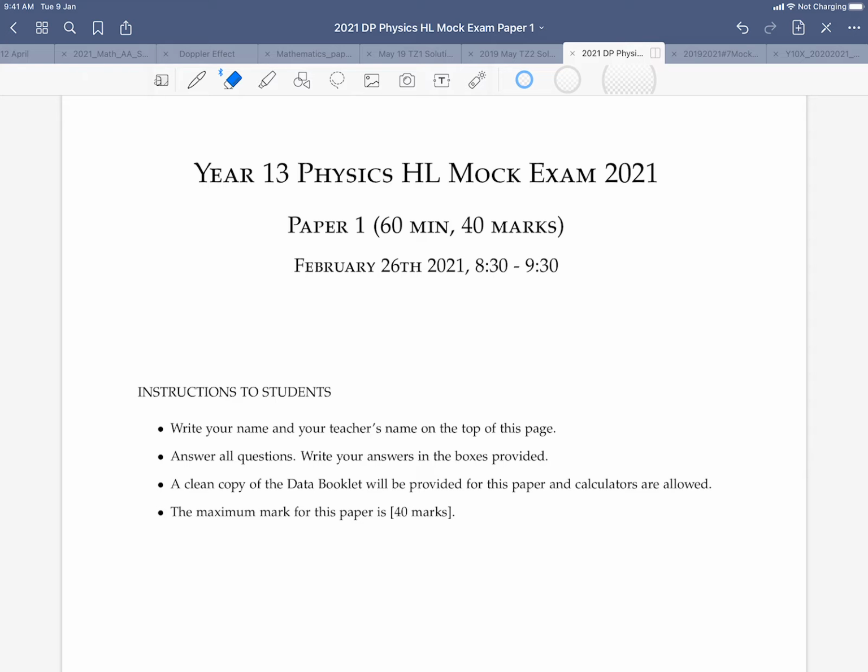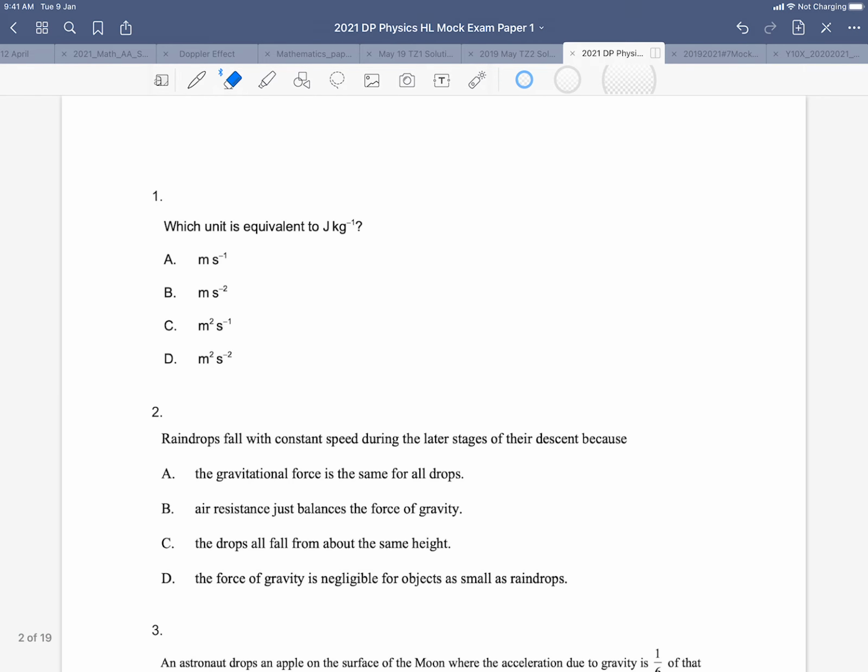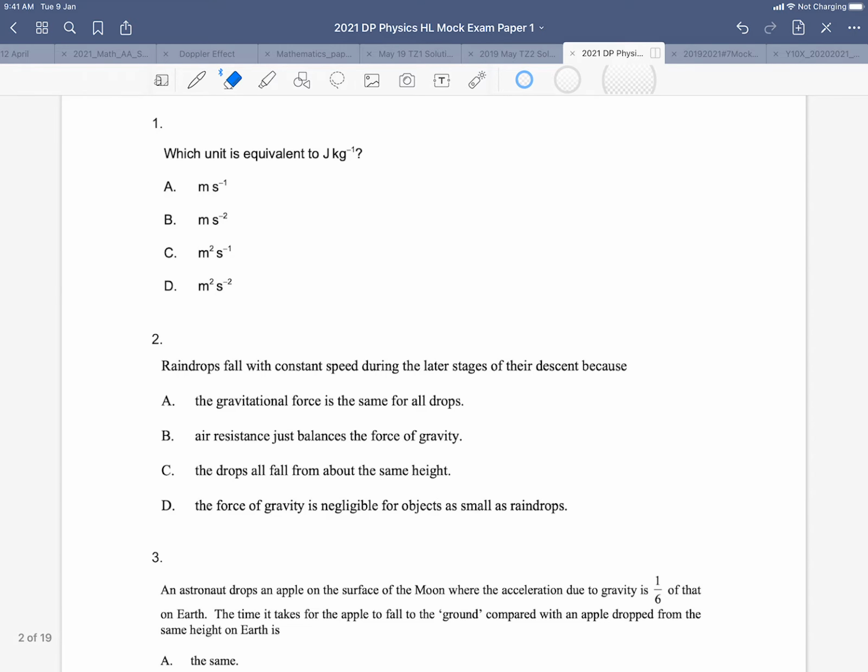Okay, hello everyone. So I'm back with a higher level paper 1 IB physics, 40 marks. This is the mock exam that I gave my students. So I put together all these questions from some old past papers. Let's just get started. First one is a unit conversion.